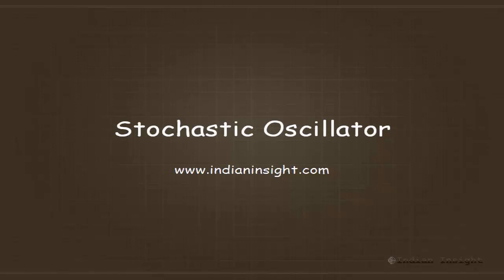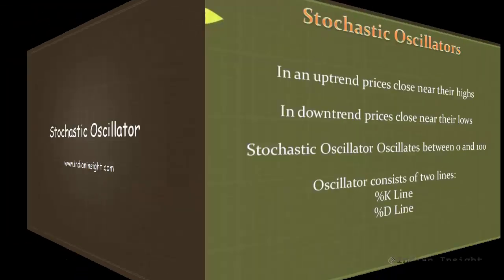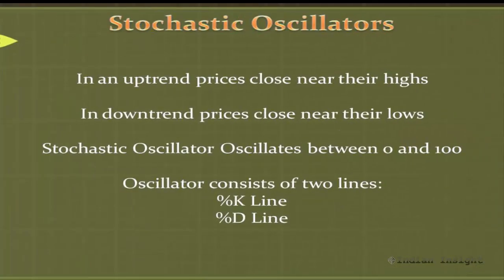Welcome back. In this video, we are going to look at the stochastic oscillators. The stochastic oscillator is based on the observation that in uptrends, prices tend to close at or near the high end of their recent range. Correspondingly, in a downtrend, prices tend to close near the lower end.